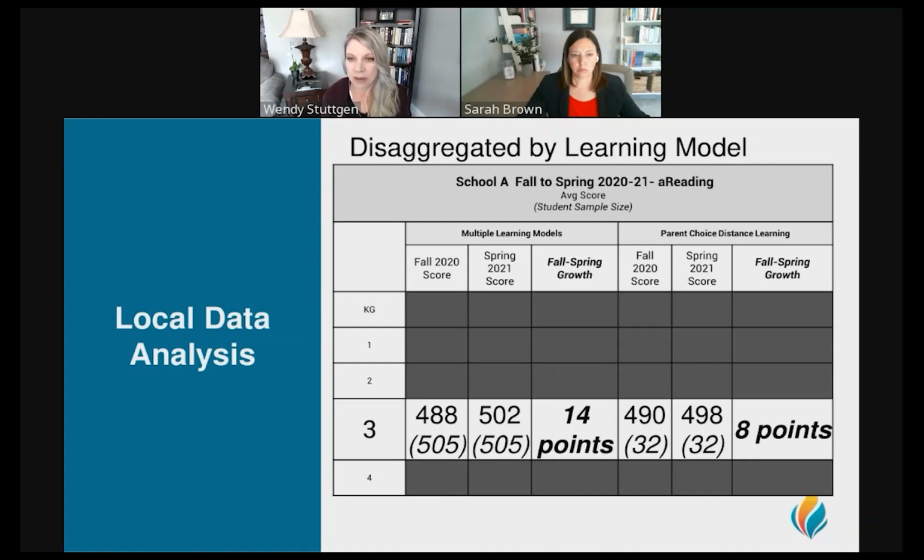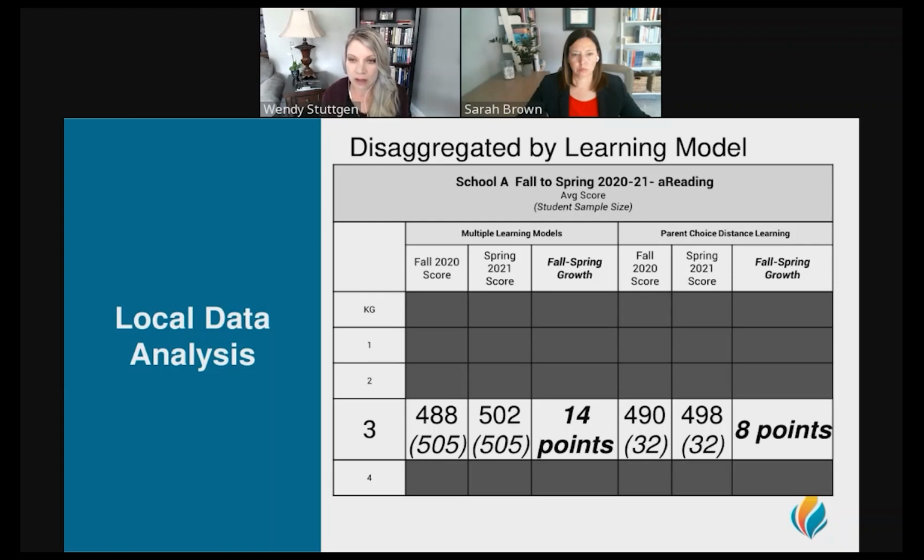In this example, notice how the mean fall score is fairly similar between the students in the multiple learning models and the parent choice distance learning: a mean score of 488, and then 490 for parent choice distance learning. However, notice the spring score for the students in multiple learning models is 502 versus 498 for the students in the parent choice distance learning. That indicates 14 points worth of growth for students in the multiple learning models versus an 8-point growth for the students in distance learning from fall to spring.